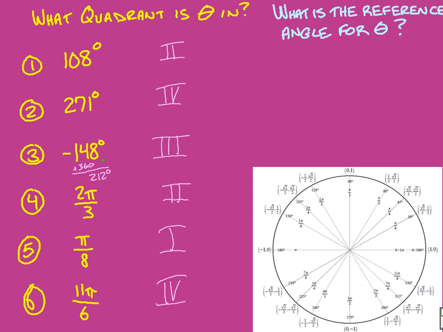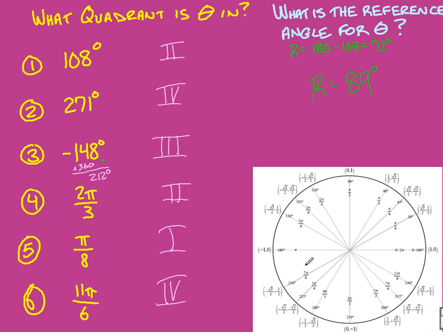Now that we know what quadrant we're in, we can figure out what our reference angles have to be. Because we're in quadrant 2, we should be going forward. How much more does it take to get to 180? So my reference angle there is how much more to get to 180. It's really like saying 180 minus 108, which gives me 72 degrees. If I'm in quadrant 4 like I am in number 2, I need to be pushing forward. How much more do I need to get to 360 degrees? That's going to be my 89 degrees.